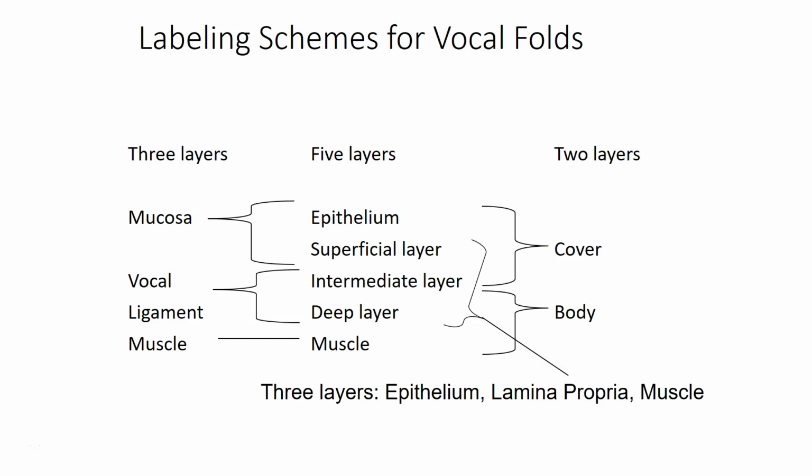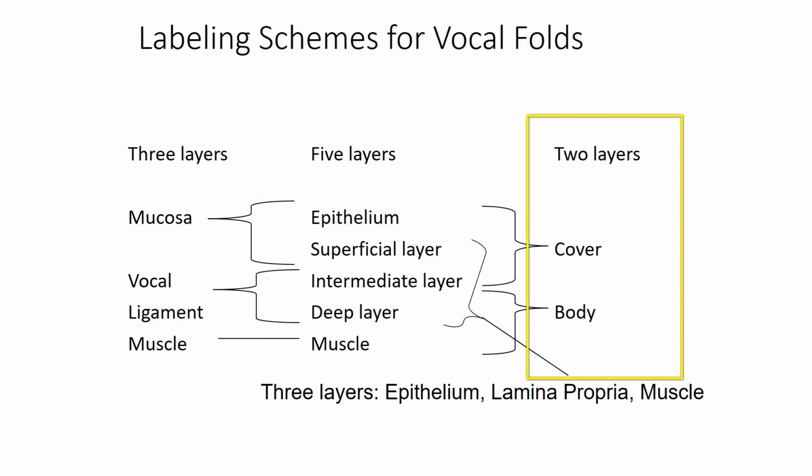In some speech-language pathology type books, the 3-layer labeling scheme on the left is used, where the epithelium and superficial lamina propria are grouped together into the mucosa because they're relatively elastic, and the intermediate and deep layer of the lamina propria are called the vocal ligament because they're relatively inelastic, and then finally the muscle as the deepest layer is the same. The 2-layer labeling scheme on the right is a little more common in medical texts.